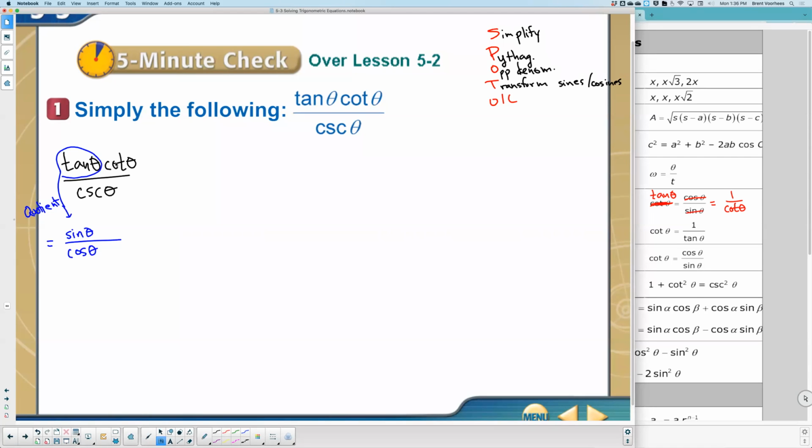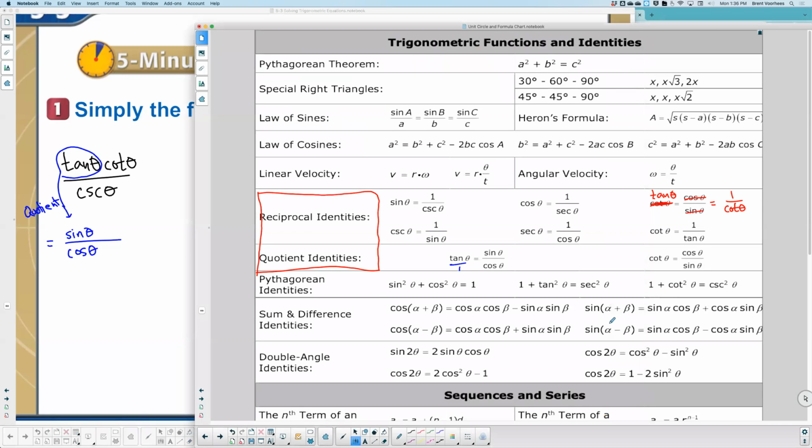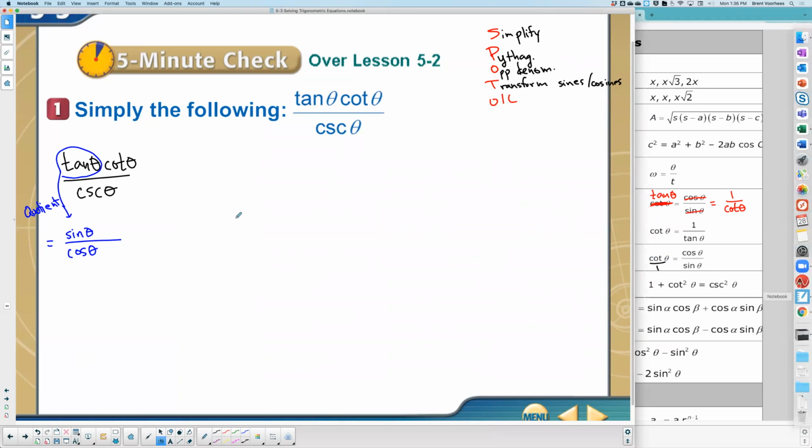Okay, now let's move on. What is cotangent equal to in terms of sines and cosines? Very good. It's cosine over sine. Again, you could make this divided by 1, and it doesn't make any difference. So it is cosine divided by sine. So I'm going to come over here. And we're going to say cotangent is cosine divided by sine. Now that was also a quotient identity.